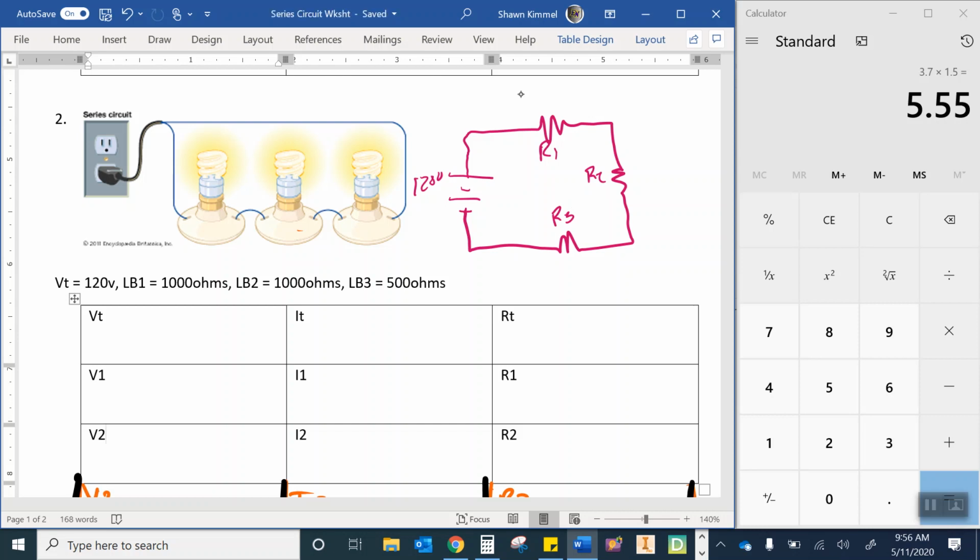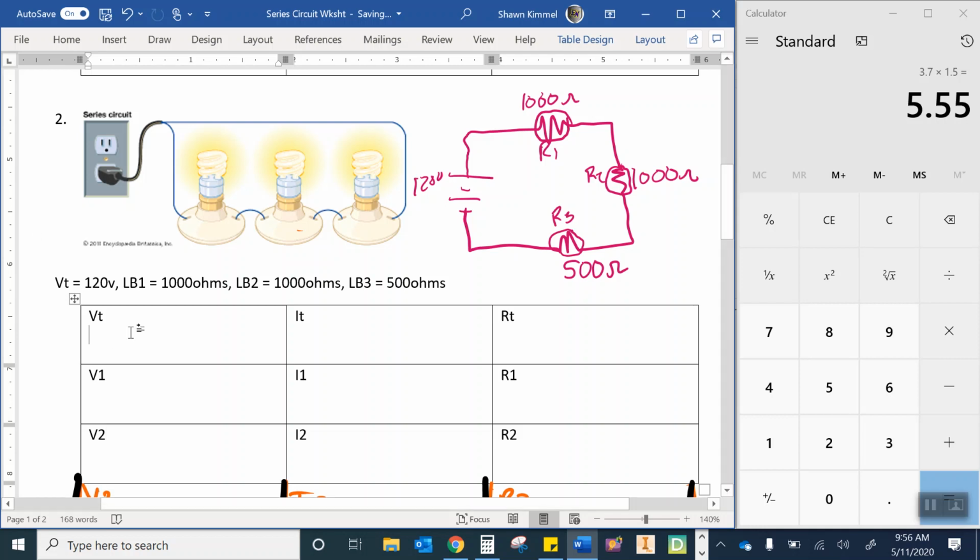All right, so that's 1,000. The next one was also 1,000. And the last one is 500. Oh, one thing I forgot. I got to make them light bulbs instead of resistors. Although a light bulb is a resistor, it's just a special kind of resistor. So now I'm ready to do the first step again.